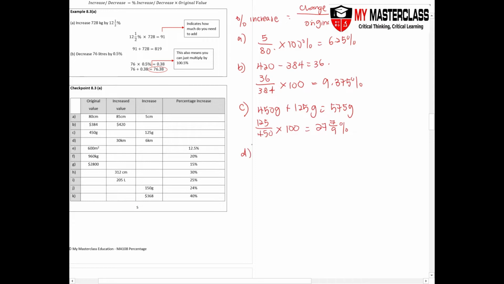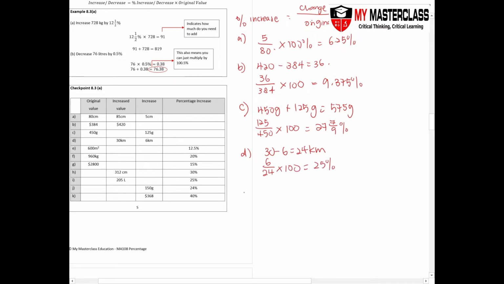Then you have part D. D gives you the increased value and the increased amount, so therefore you need to find the original. This means you need to minus. So let's take 30 minus 6, you get 24 kilometers, right? Then you will take the change divided by the original multiplied by 100. This will give you 25%.